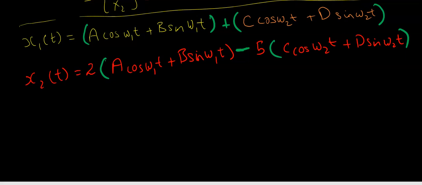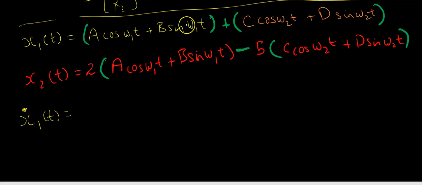Our goal is to solve for what A, B, C, and D are. If we solve for A, B, C, and D, then we can ultimately solve for how x1 and x2 are oscillating. How do we solve for A, B, C, and D? Well, it's an initial condition problem. So now I need to go find what the velocity is. I need to find out what x dot 1 is.